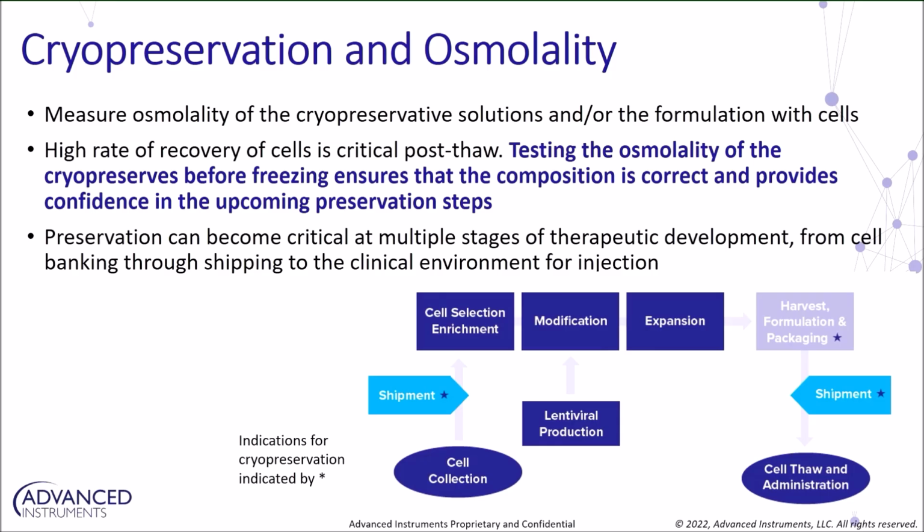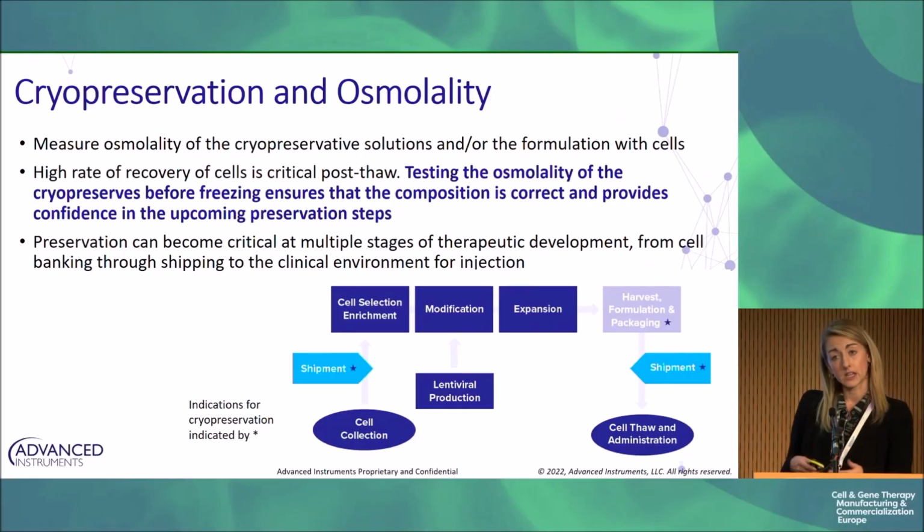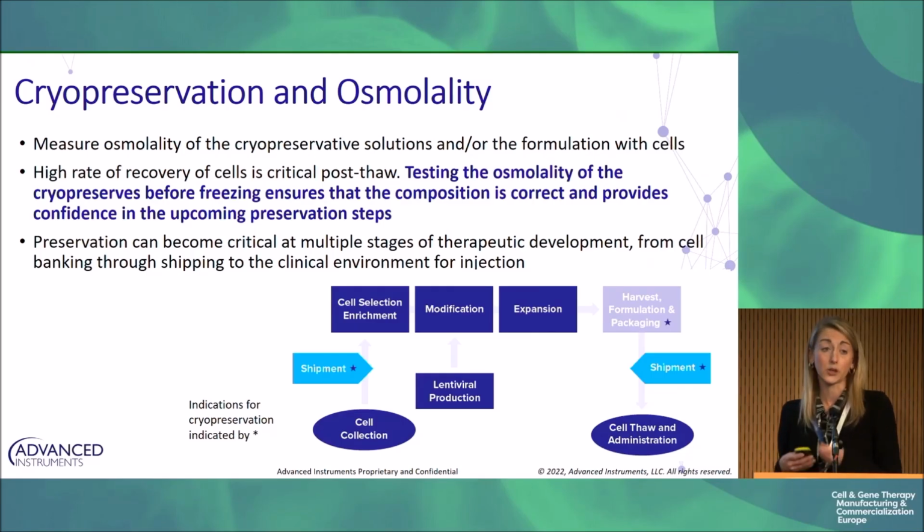So testing the osmolality of that cryopreservative before freezing is ensuring that that composition is correct throughout that process. Also measuring post-thaw, again, is just double checking that nothing has happened unexpectedly within that process. There may be contamination, there may be leachables, extractables, something that is unexpected. Osmolality could pick up with such a small deviation within that result. And obviously cryopreservation can really become critical at multiple stages of development, and we are saying osmolality can be used throughout all of them.